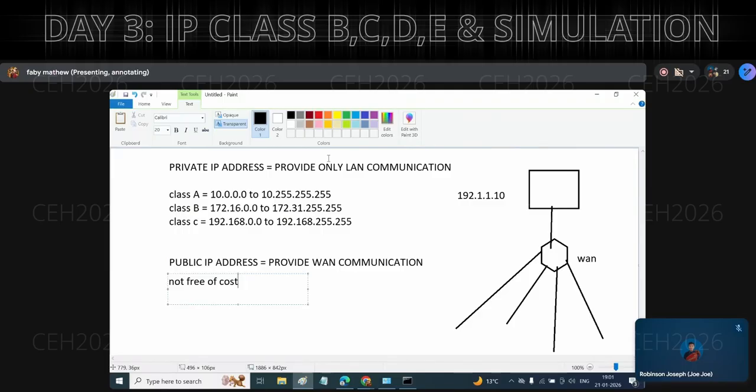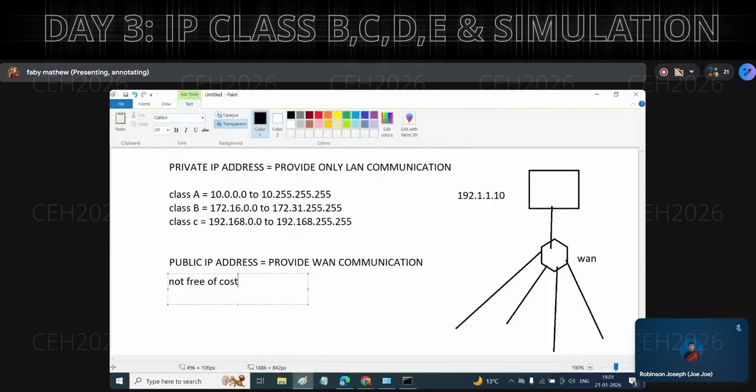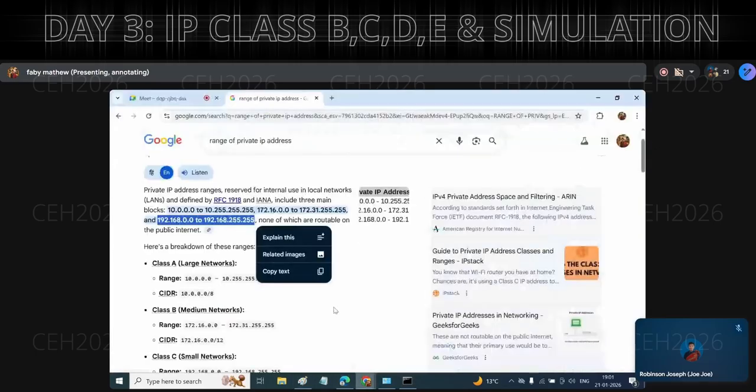Sir, who uses these public IP addresses, like which kind of organization uses them? Each and every organization uses public IP addresses. See here. Suppose that, not from here, I am showing you from here.